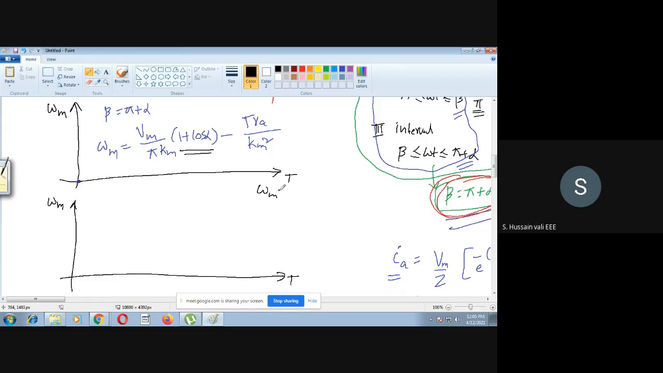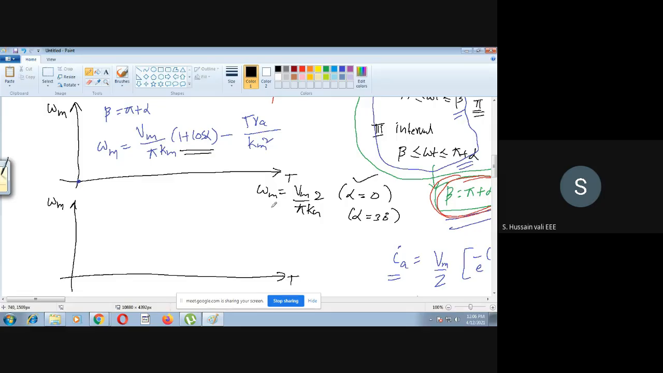It becomes omega m is equal to Vm by pi km into 2. This is for alpha is equal to 0. Let me take another value of alpha. So another value of alpha, I will take it as some 30 degrees. Then if I take 30 degrees, let me represent this one first of all.